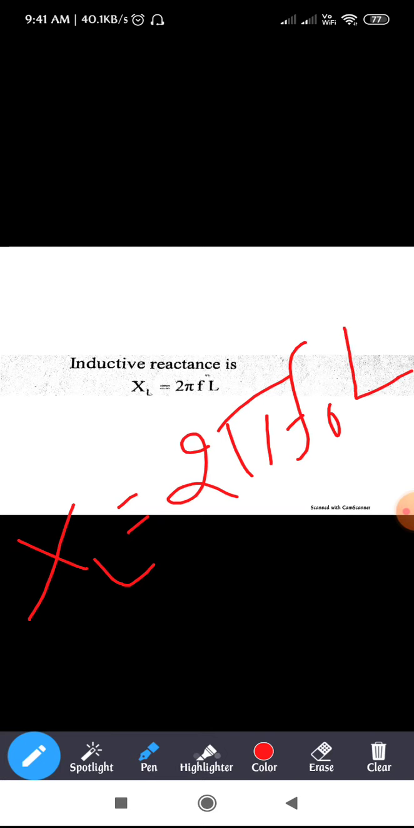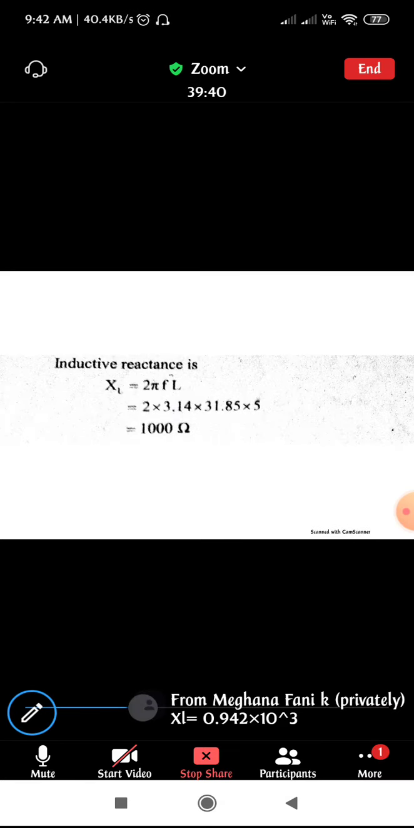In the formula they have given XL is equal to 2 pi FL. Actually that should be XL is equal to 2 pi F naught into L. They have asked to calculate the inductive reactance at resonance, right? So F is nothing but the resonant frequency. Instead of F naught they have given F, just make the correction. It should be 2 pi F naught L. So this is the answer you are going to get. XL is equal to 1000.